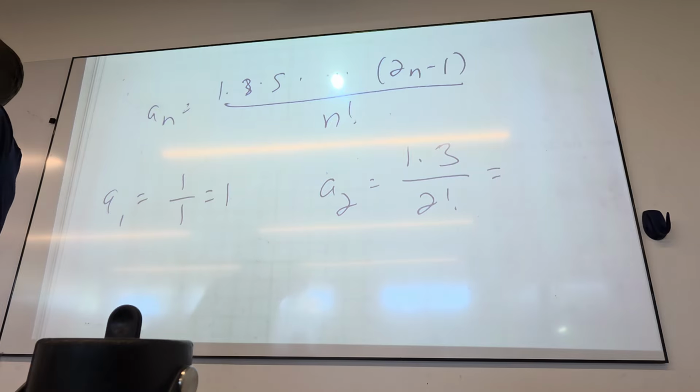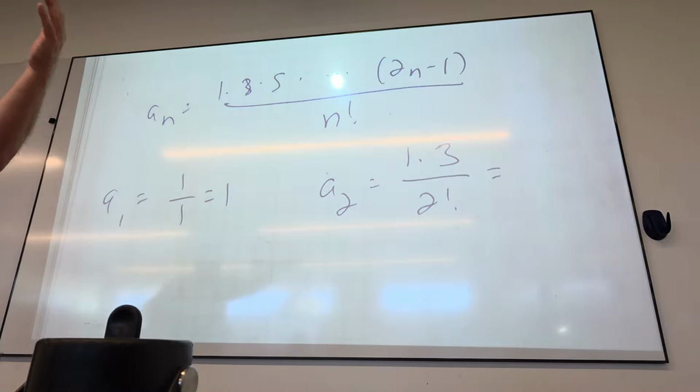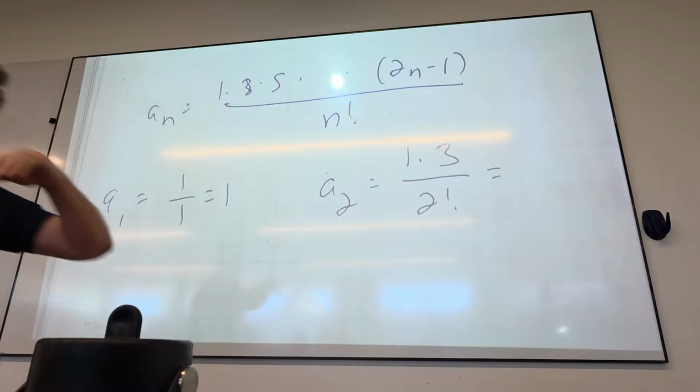So A2 is 1 times 3, the top. A3, the top would be 1 times 3 times 5. A4, 1 times 3 times 5 times 7. Yes? So it keeps growing geometrically. I don't know if I've said that word yet. Like, not geometrically, but this would actually be sort of related to an exponential.